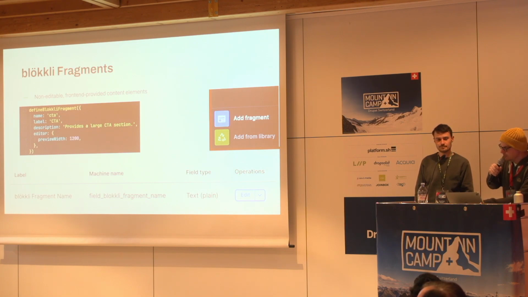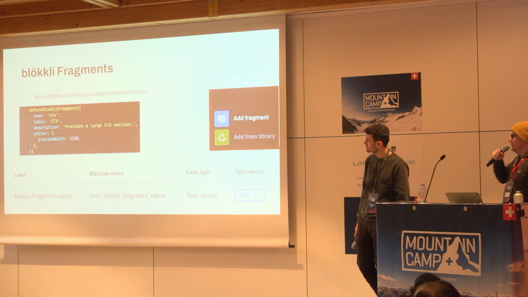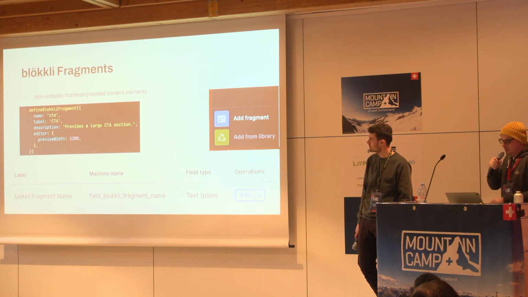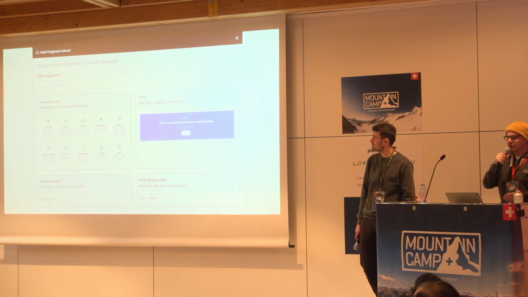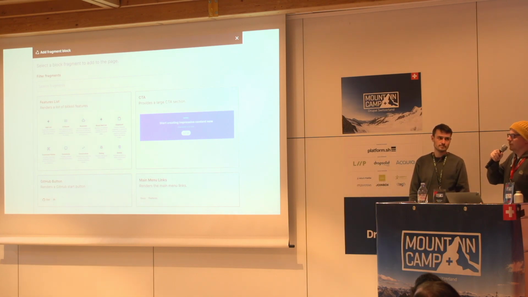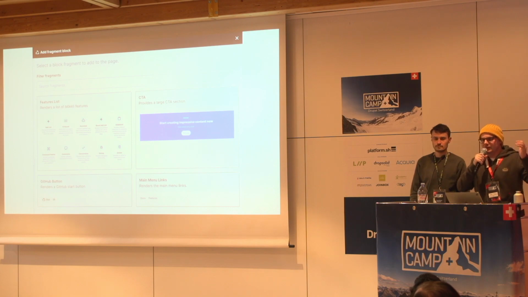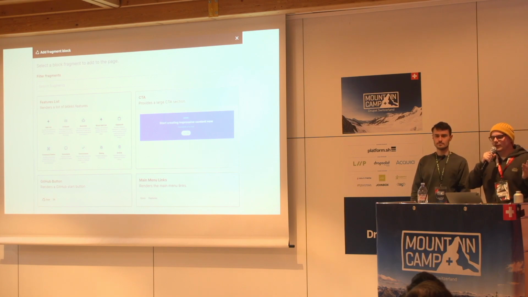Fragments solve that a bit, in the sense that there's a paragraph type called Blokkli fragment that has a single field, which is called Blokkli fragment name, and the actual components. Here are a few examples, like a call to action section, a GitHub star button, or the main menu links. They are defined in the front end, so they don't get any data from Drupal, but they're basically just stored as a paragraph type, paragraph bundle fragment. That way you can have all these random one-off things available to editors for drag and drop without having to create new paragraph types for it.